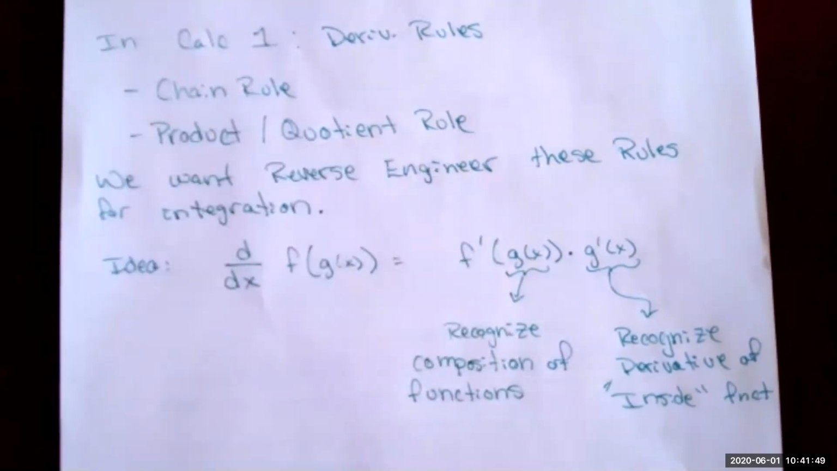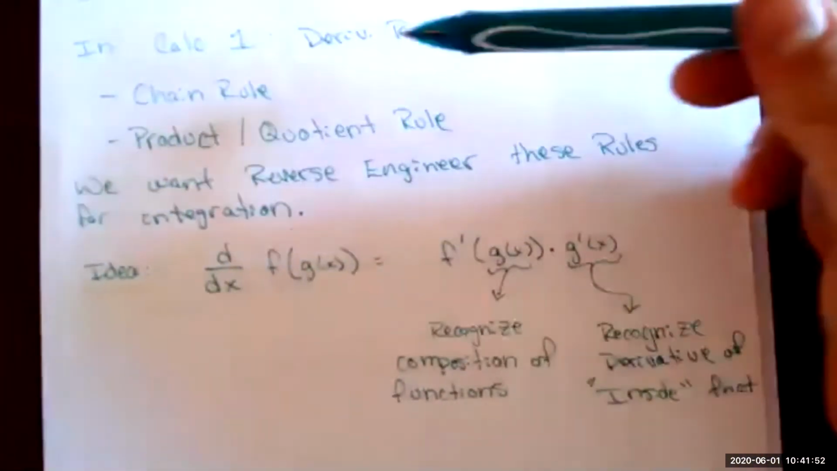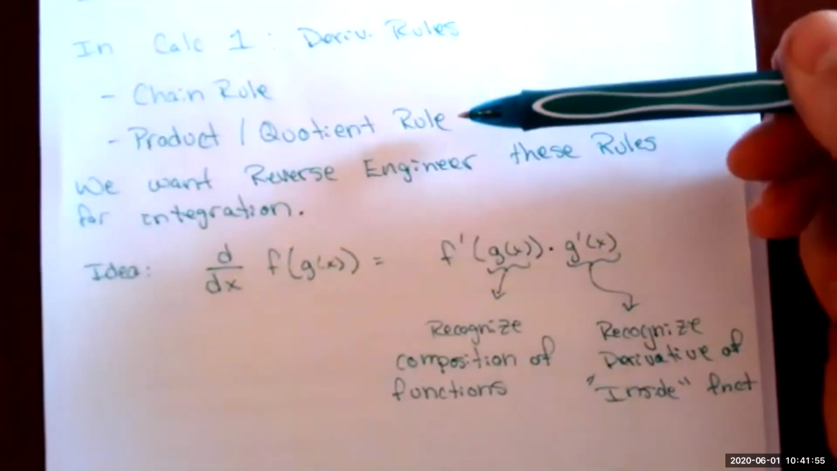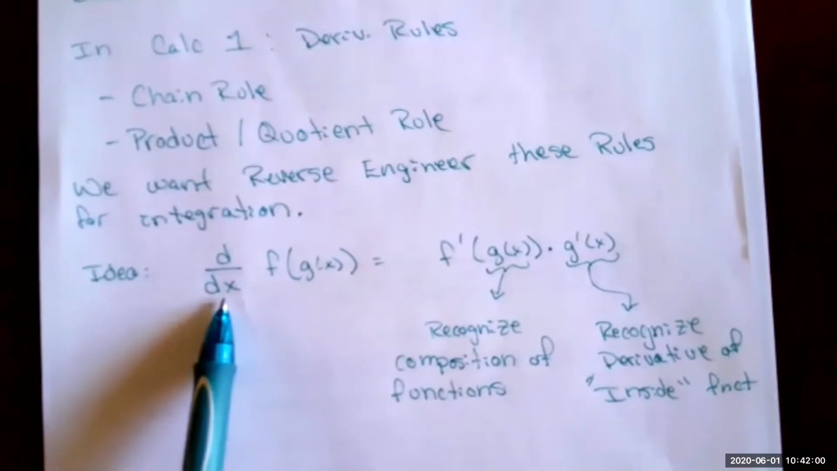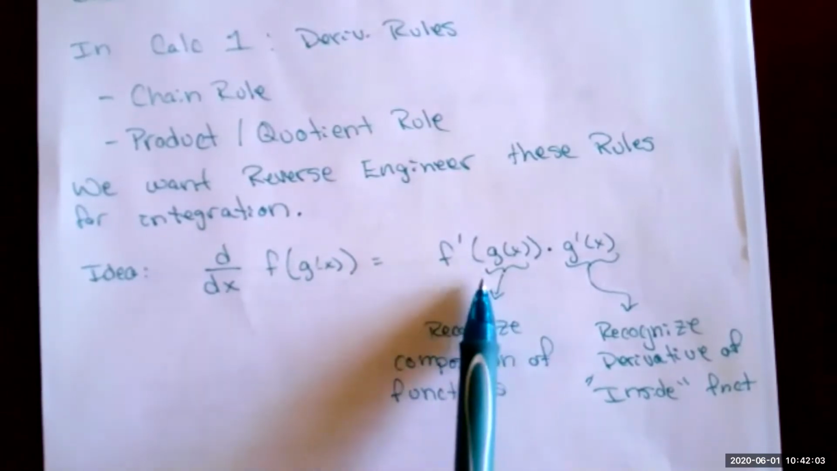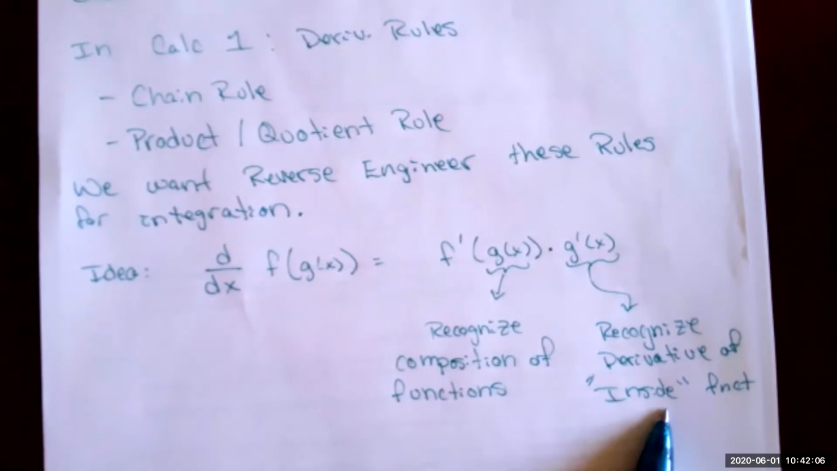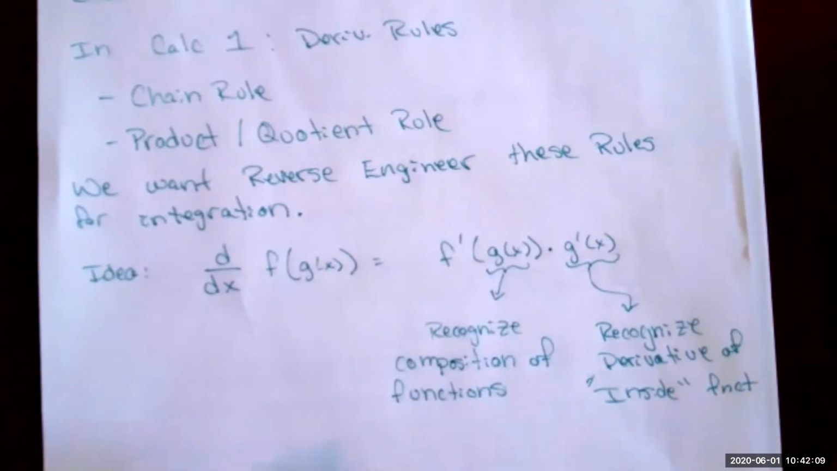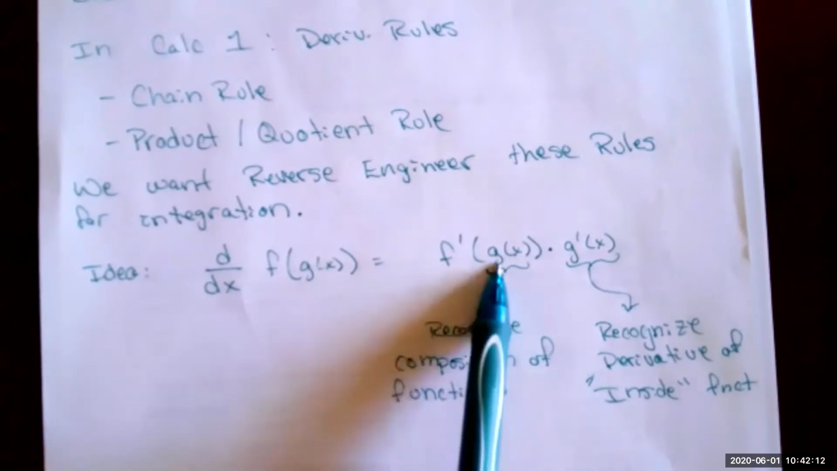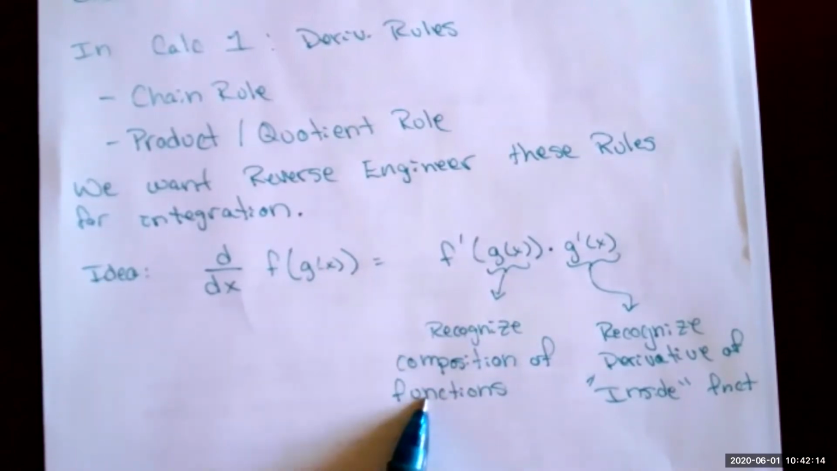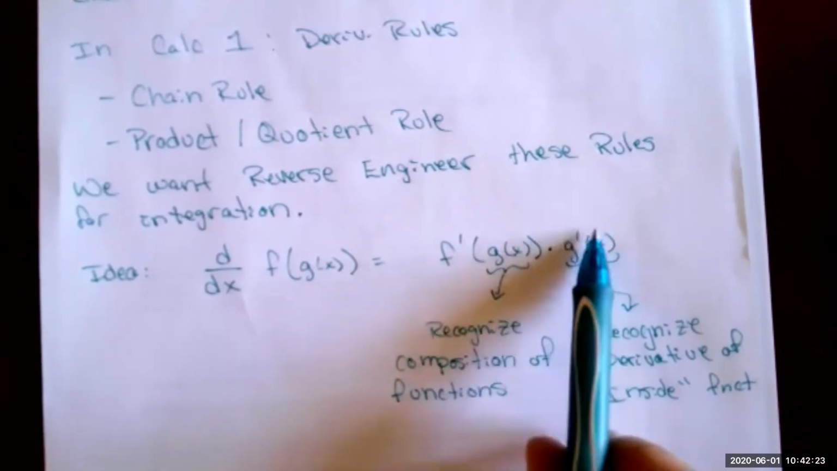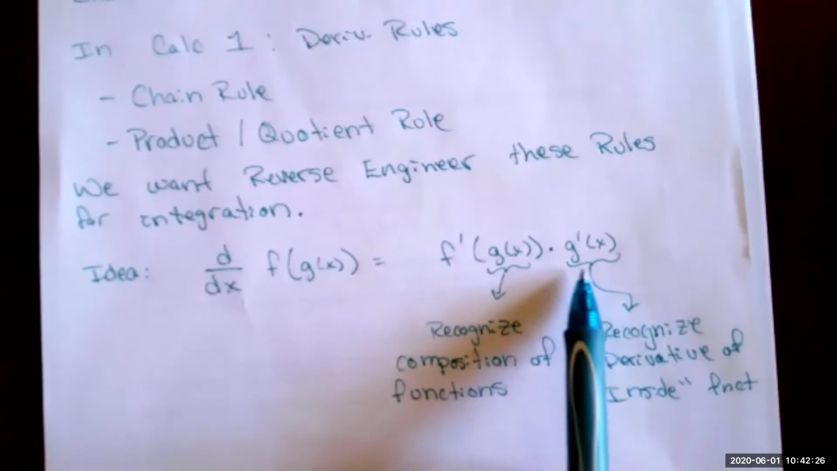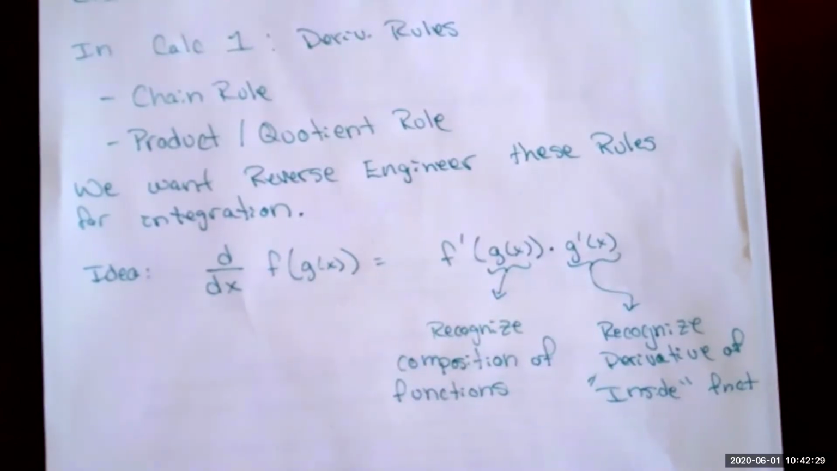We've got our U substitution rules, and just kind of briefly mention that we want to reverse engineer the chain rule and the product and quotient rules that we know from Calc 1. If I'm taking a derivative of a composition of functions, this is our well-known chain rule. If we want to do this in reverse, we want to be able to recognize a composition of functions, in particular recognize what is the inside function, and to be able to recognize that the derivative of that inside function also appears under the integrand.